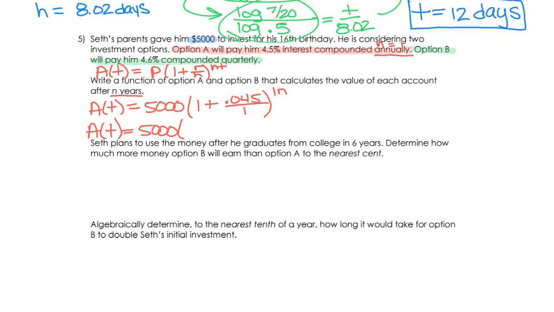Okay. 0.045 divided by 1 is just 0.045. So if we wanted to, we could clean this up a little bit. Okay. That's what it would be in parentheses. And 1n is just really n. And so that would be a simpler form of our option A function. Okay. Either one, though, you could have left it as the one above it. It doesn't matter.